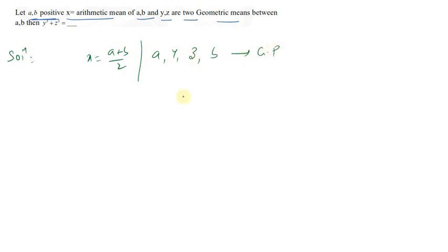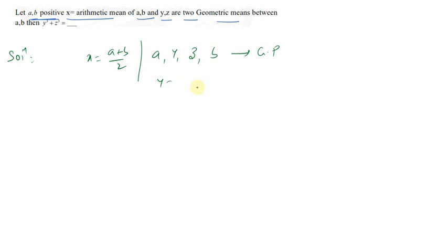Okay, and here a and b are positive numbers given. x is the arithmetic mean of a and b, and y and z are two geometric means between a and b. We have to find y cube plus z cube. So given x equals (a plus b) by 2, and y and z are two geometric means between a and b. So a, y, z, b are in GP.